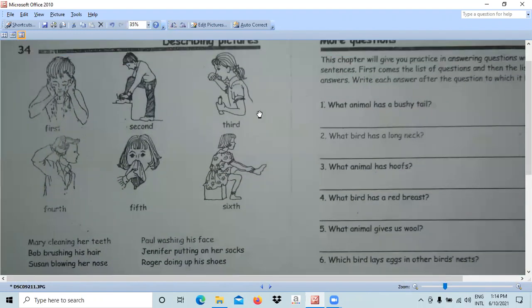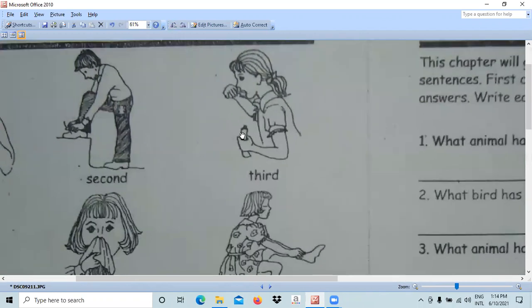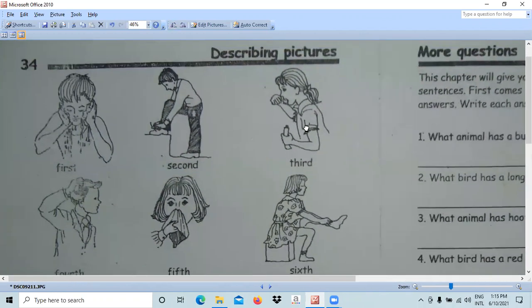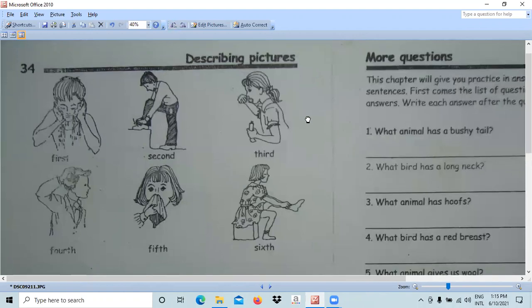Okay, on the left hand side, describing pictures. So look at the six pictures here.